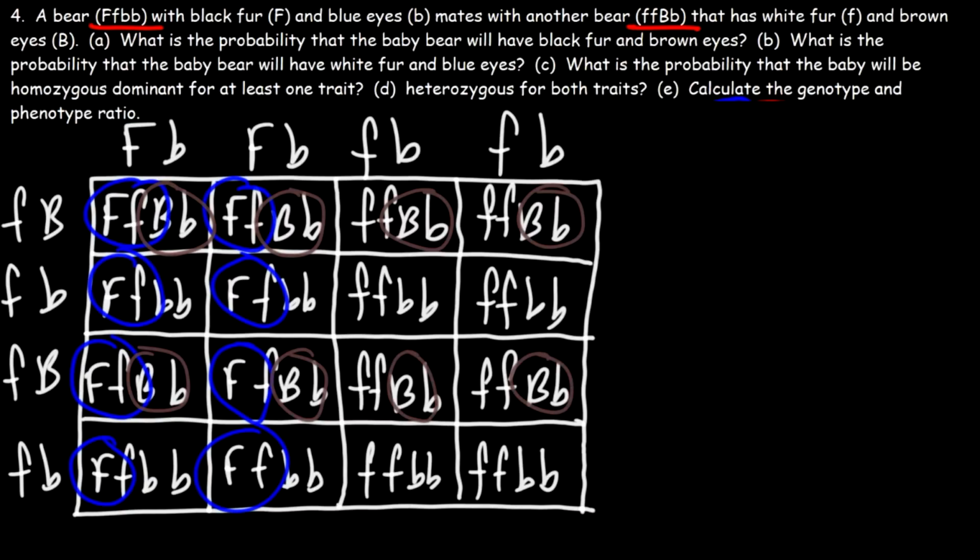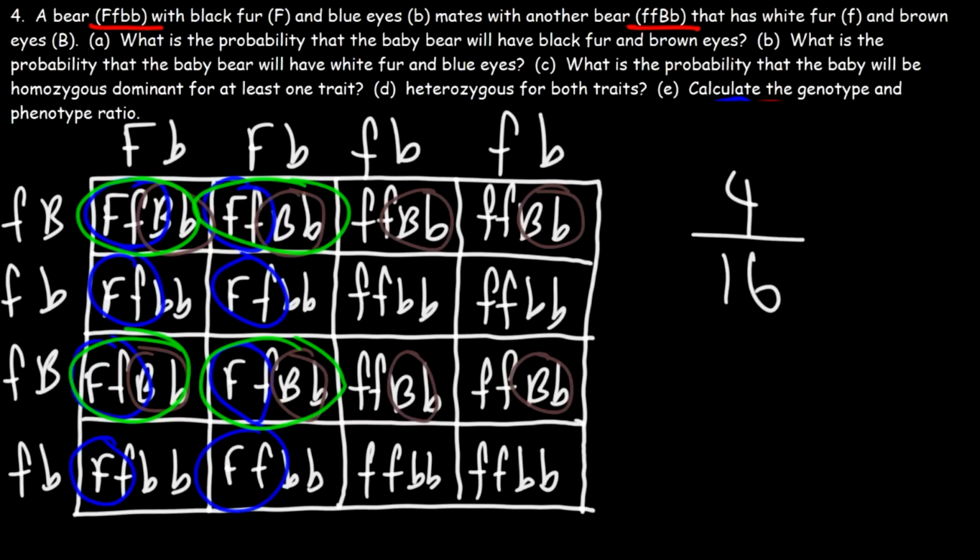And that's it. So now we need to identify all the bears that have both black fur and brown eyes. So this is 1, 2, 3, and 4. So we have a total of 4. Well, there's 4 that have been selected out of a total of 16 possibilities, because there's a total of 16 squares. So 4 out of 16.